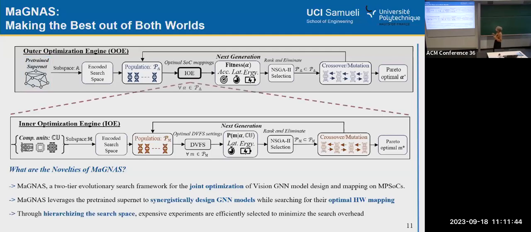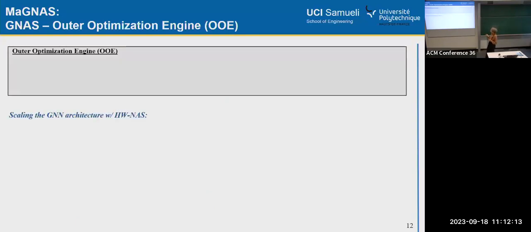Also, if we combine the two search spaces of GNN architectures and the mapping strategies, we're going to end up with a large search space hard to explore without compromising the optimality of the final results. So that's why we propose in our case a hierarchical design space exploration by selecting in an efficient way some expensive and promising experiments for the two search stages that we have. So now let's break down the components of Magnus.